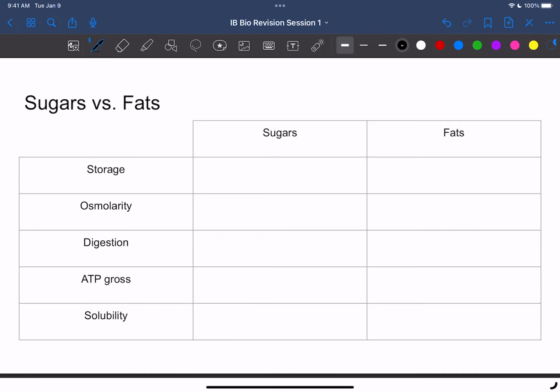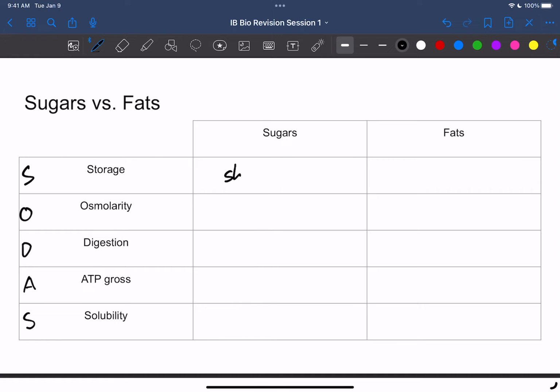Okay, finally, we're going to compare sugars and fats. A quick little comparison. And there are 5 kind of axes to compare them with, and the mnemonic you can use is SODAS. Sugars and fats, they like sodas or something like that. But the S stands for storage. And here's how you're going to compare them.